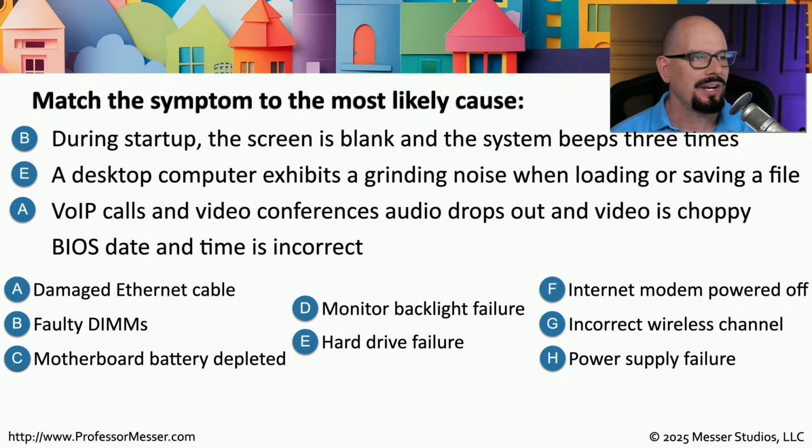Last on our list is our BIOS date and time is incorrect. That, of course, is referring to the system BIOS, the basic input-output system. That is the basic firmware that gets your system up and running. It is also responsible for maintaining the date and the time on your system, the same date and time that is used by your operating system. If the date and time is incorrect, I guess someone could have gone into your computer and manually changed it, but that wasn't one of our options.